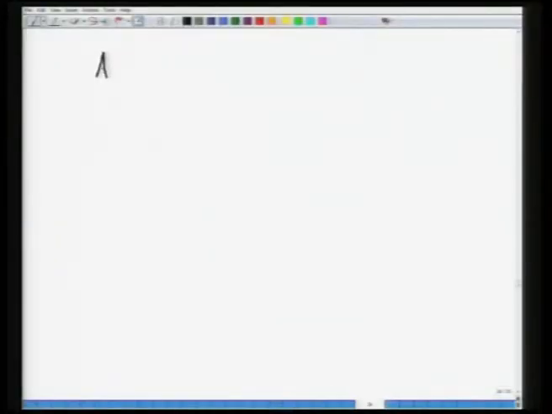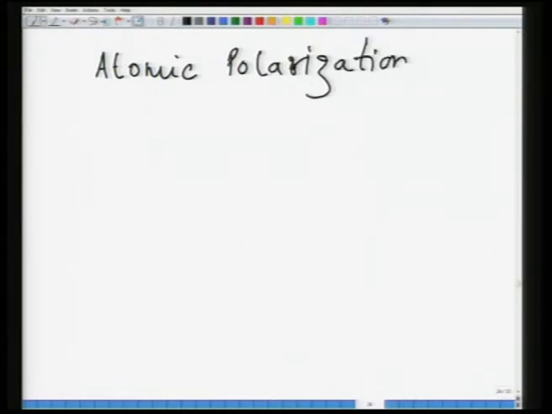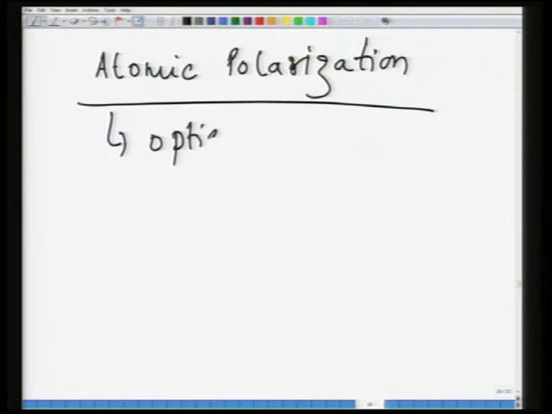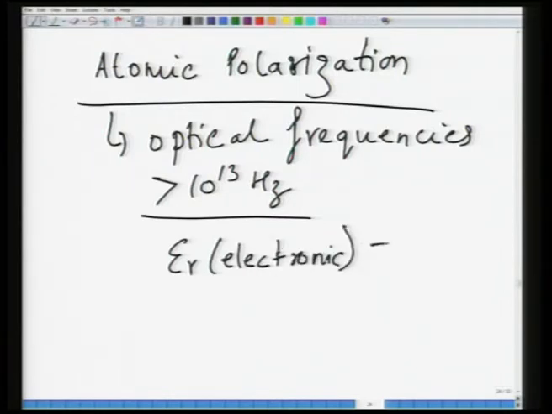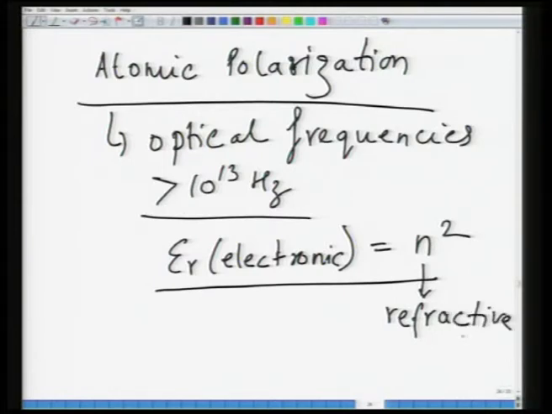Now another thing that I wanted to point out was, since this atomic polarization happens at optical frequencies, which is frequencies above 10 to the power 13 14 hertz, at around 10 to the power 13 14 15 hertz, according to Maxwell's electromagnetic theory, for a non-magnetic dielectric material, this epsilon r electronic can be related to what is called n square, which is the refractive index.